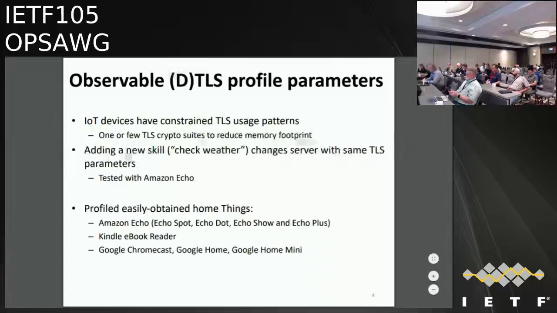So they need to use fewer crypto suites and have a constrained set of operations that they're using for their TLS communications. And we've profiled a bunch of devices that were easy to obtain and cheap, and everyone is familiar with Echo, Kindle, a bunch of Google devices, and seeing how many different TLS profiles they generate following the Yang model that we've proposed. Next slide.